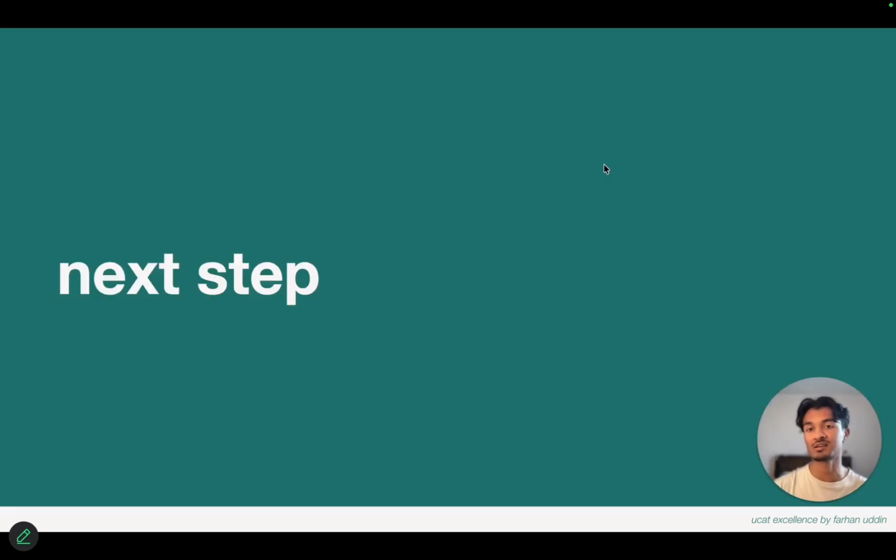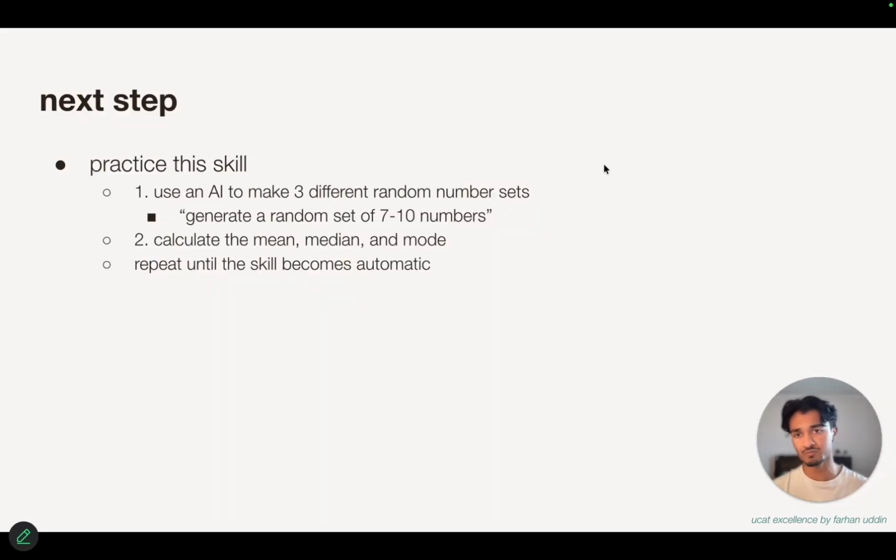So here's your next step if you want to get really good at this. Practice this skill. And what I want you to do is pull up any AI of your choice and make 3 different random number sets. Give it the prompt, generate a random set of 7 to 10 numbers. And then you want to calculate the mean, median, and the mode yourself. And then repeat this skill until it becomes automatic.